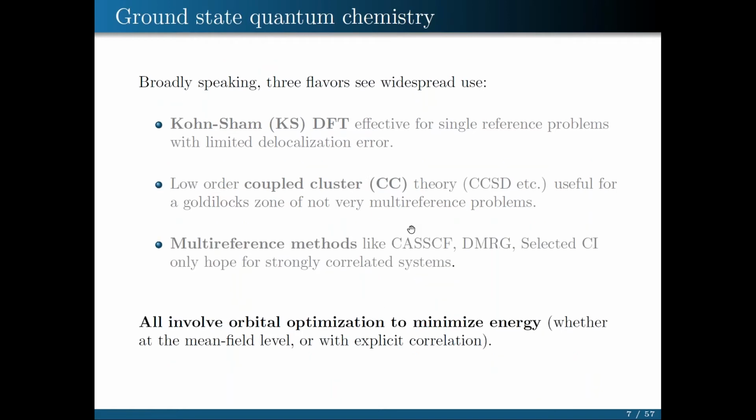However, there's one thing that unites all of these 3 types of methods used for ground state calculations. All of them involve optimizing the orbitals to minimize energy at some level of the problem. For DFT, you just do it at the mean field level. For something like CCSD, you first do a Hartree-Fock optimization and then do CCSD on top of the optimized Hartree-Fock solution. Or for CASSCF, you orbital optimize in the presence of explicit wave function-based correlation. Nonetheless, orbital optimization is a key feature for all of these ground state methods.